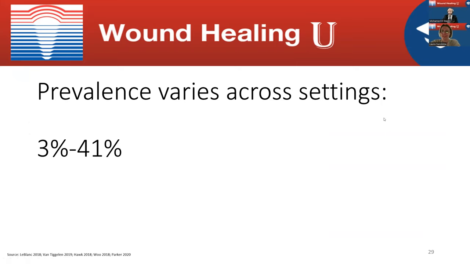So looking at skin tears, the prevalence really varies across settings. It can vary all the way from 3% up to 41%. So looking at, is this occurring in the home? Is this occurring in the long-term care setting, in the NICUs? Looking at who's at risk and where they're staying. Go to the next slide.